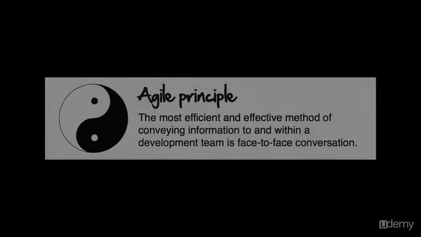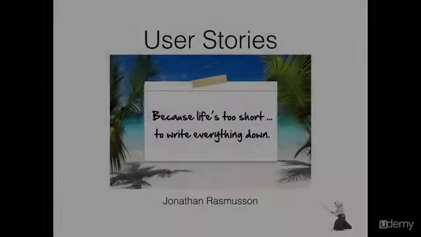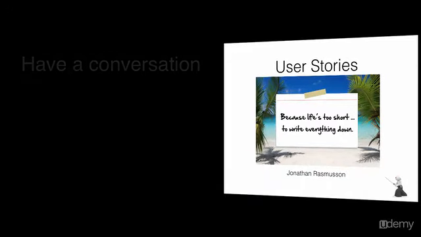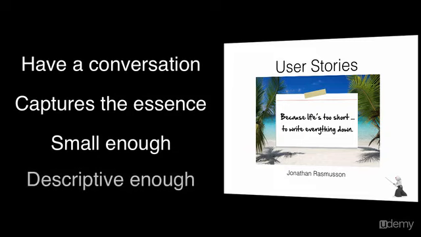And this leads to one of the most important principles in Agile, and that is the most efficient and effective method of conveying information to and within a development team is with face-to-face communication. So what we need is something that enables us to have a conversation about a requirement, captures the essence of what our customer wants, and is small enough for planning, yet descriptive enough to remind us of what we were talking about when we actually get around to building it. Enter the user story.